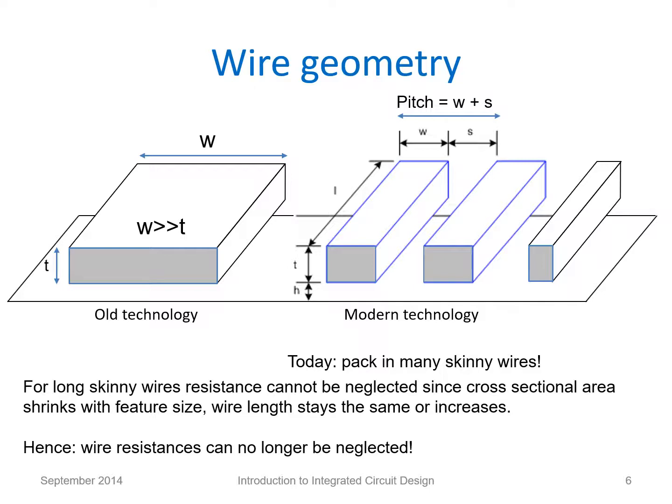Here is an illustration of an interconnect wire. In the old technology, during the 70s and the 80s, wires were rather wide compared to their length. For each new technology, they have become narrower and narrower, while keeping their length because chip size has not decreased. In today's nanoscale technology, wires are quite long and skinny, thereby becoming more and more resistive.